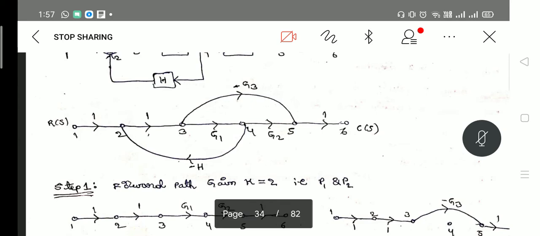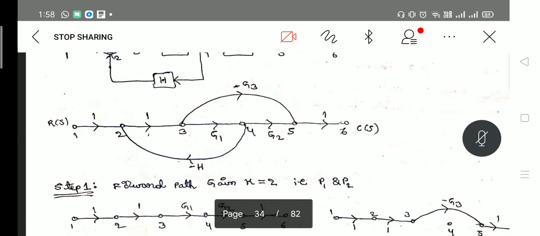From this we can follow the same steps. First we find the number of forward paths, then draw the forward paths separately and take the forward path gain. The second step is the number of loops, we identify them and take the loop gain. The third step is the number of two non-touching loops. Then we find delta and delta k, and then put all those values in Mason's gain formula.